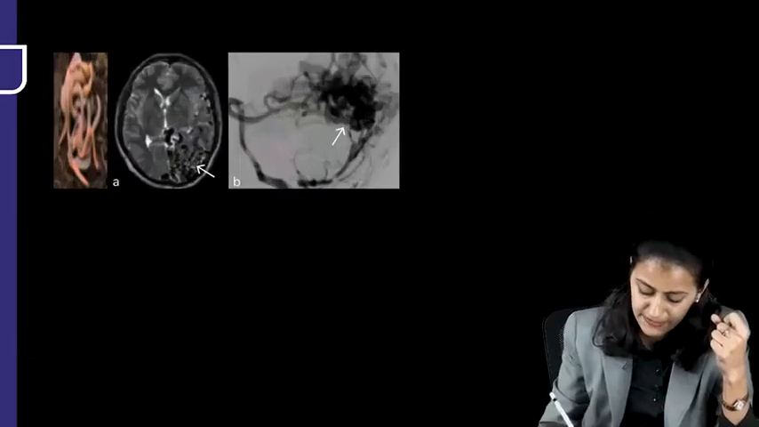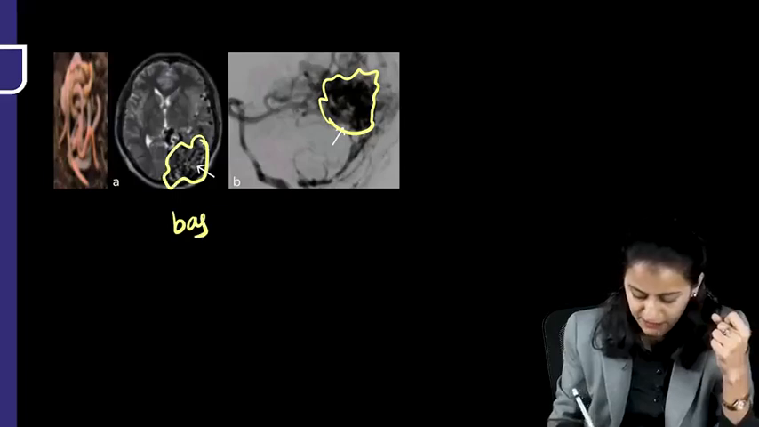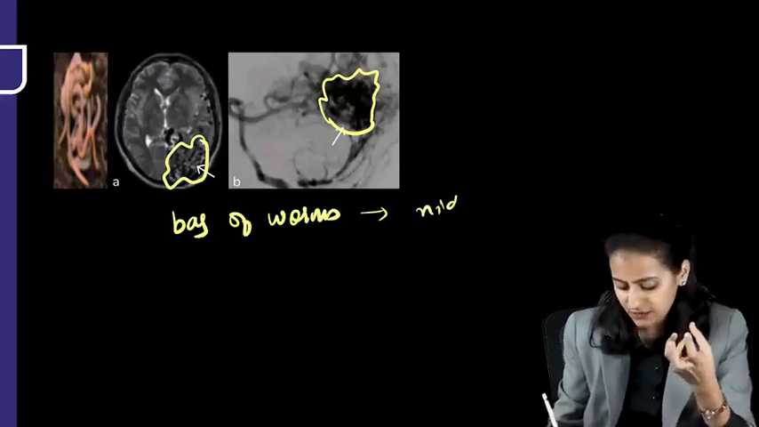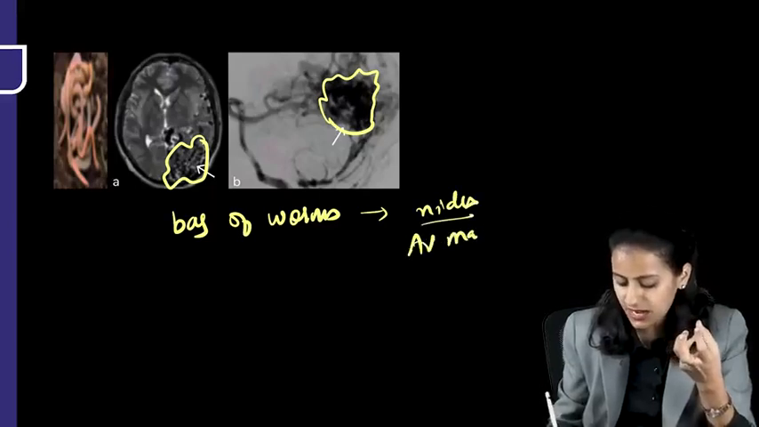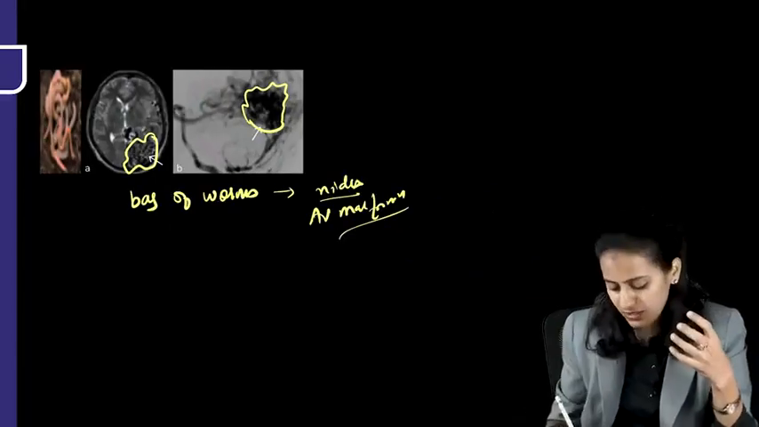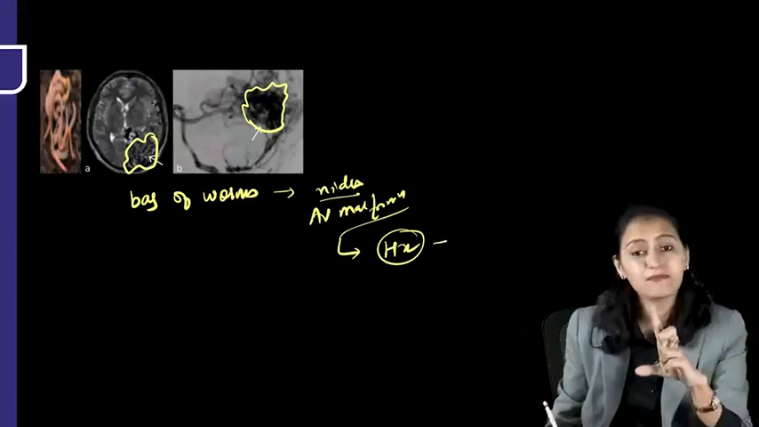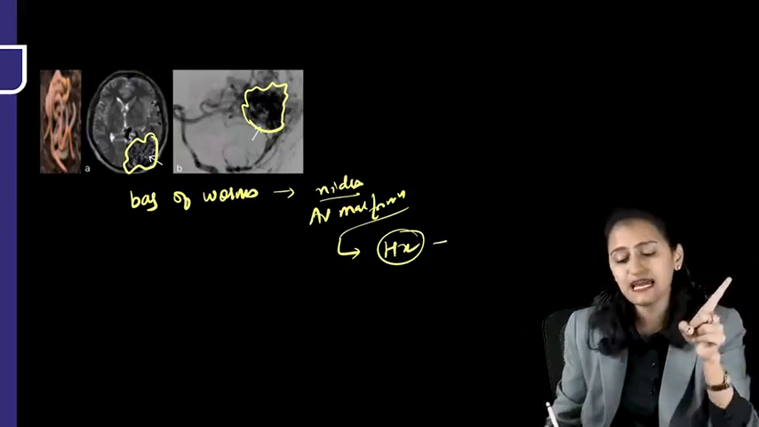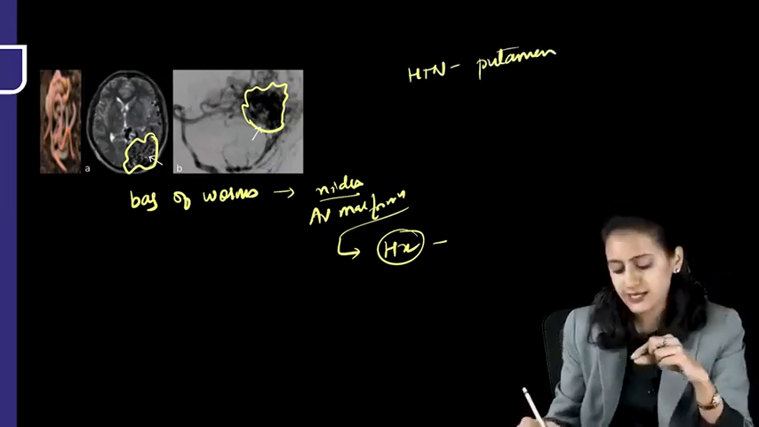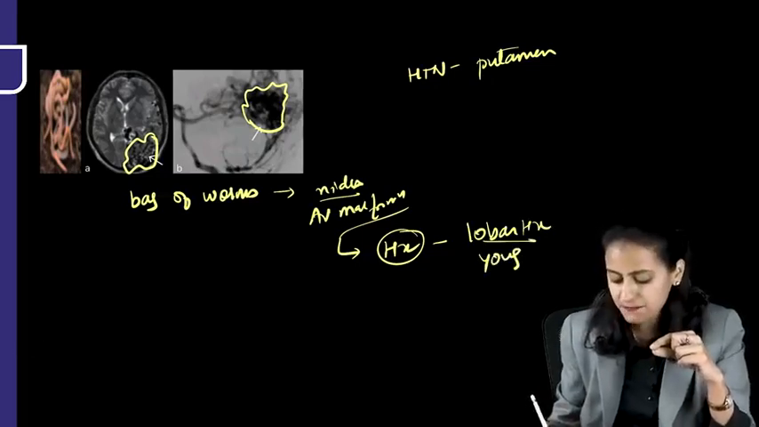What are we seeing here? Here we are seeing the abnormal entanglement of the vessels here, that is giving the bag of worms appearance. This is the bag of worms appearance, suggestive of there's a nidus, AV malformation. Okay, that is AV malformation. AV malformation, the clinical history can be of a hemorrhage because this can rupture. The hemorrhage is not in the basal ganglia. Like in hypertensive hemorrhage, the most common site is putamen. This is an unusual site. This generally leads to lobar hemorrhage and it's a young patient.